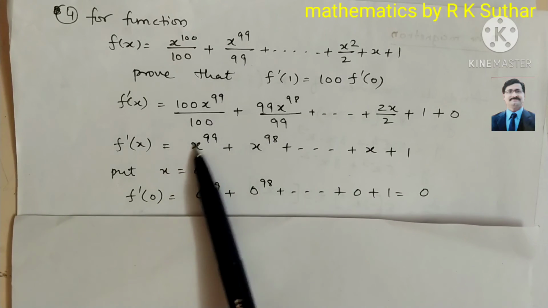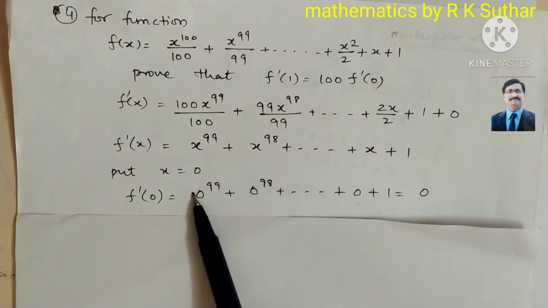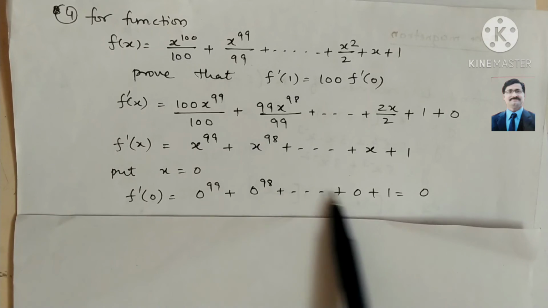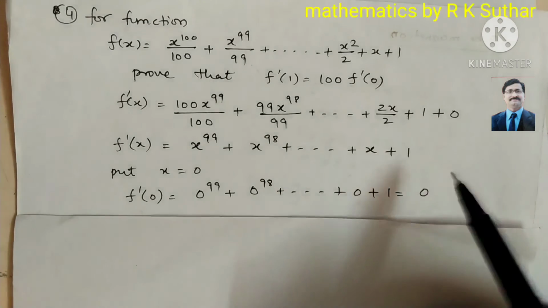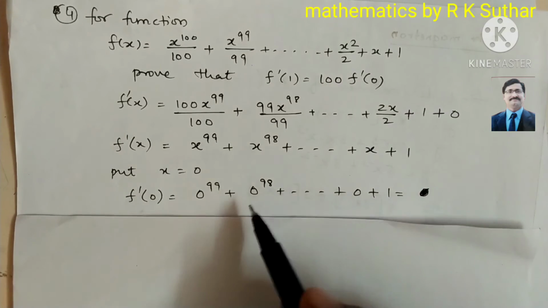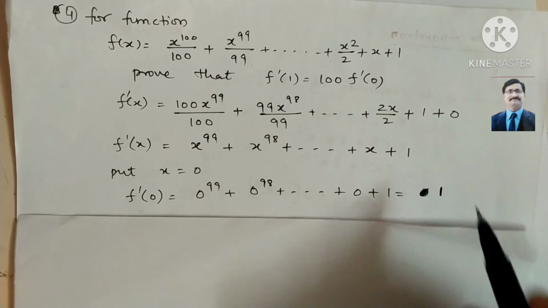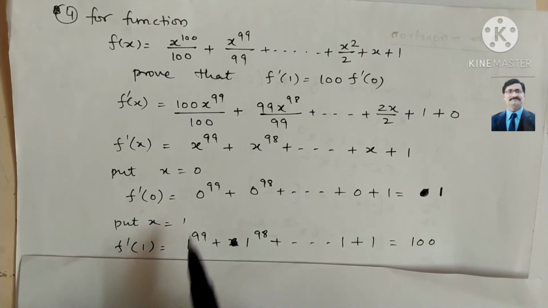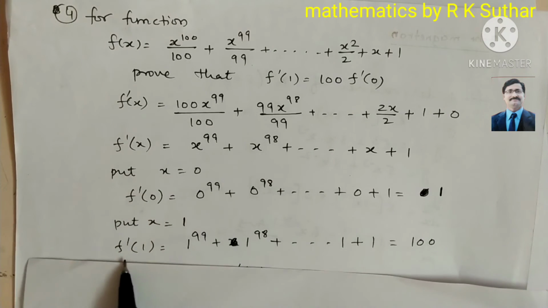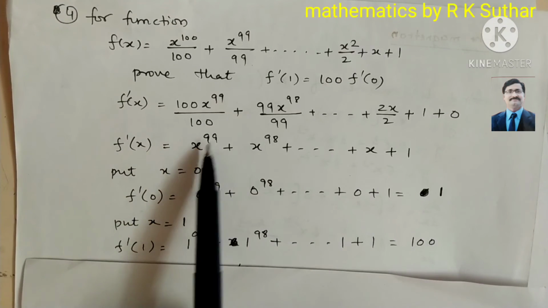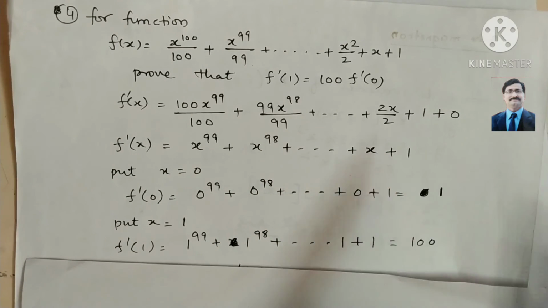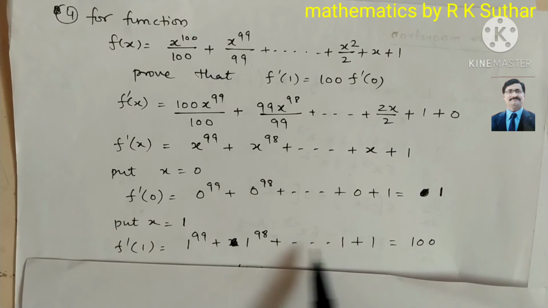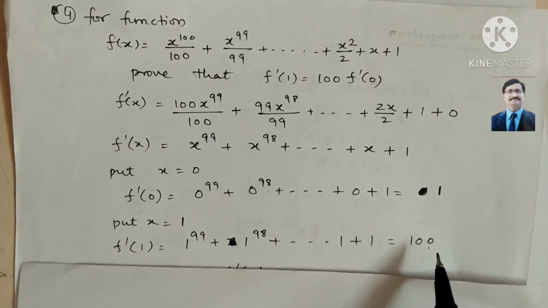Now we put x = 0 and find f'(0). In place of x we put 0. What do we get? x^99, x^98, all these are 0, and except for the 1 at the end we get nothing. So f'(0) is 1. Now we put x = 1. So f'(1) = 1^99 + 1^98 + and so on, 1 and 1. All these are 1, and in total we have 100 terms. So the sum is 100.